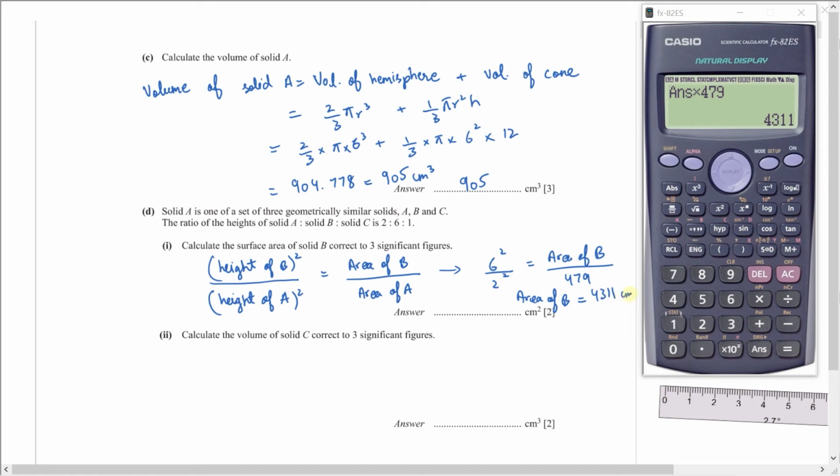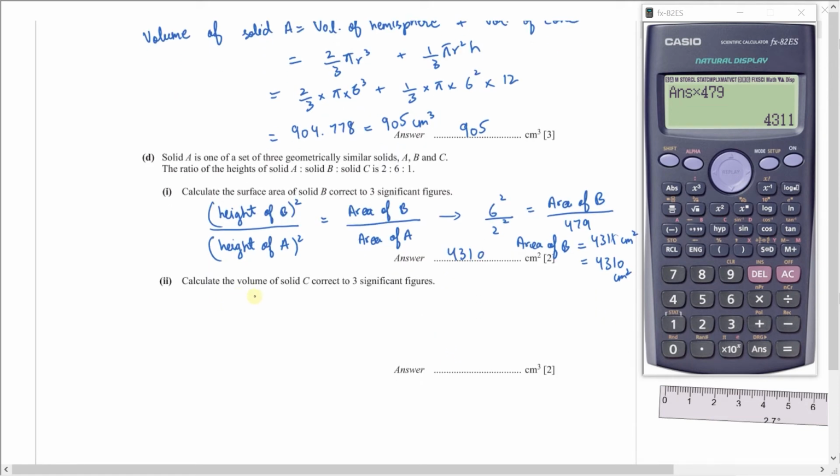4,311 centimeters squared. But the question asks you to write it in three significant figures. So 1, 2, 3. So this last one will be rounded down to 0. So 4,310 centimeters squared will be your answer in three significant figures. So these are the three figures, and then 0 is not a significant figure.